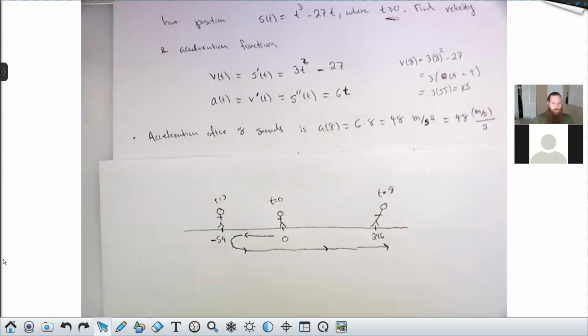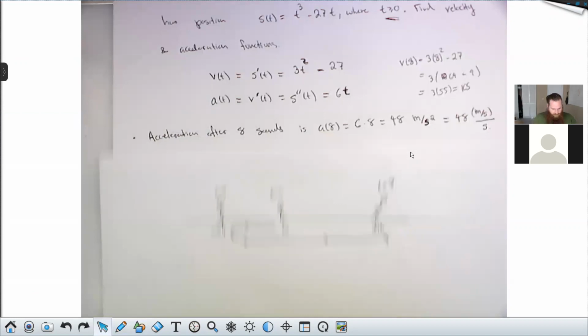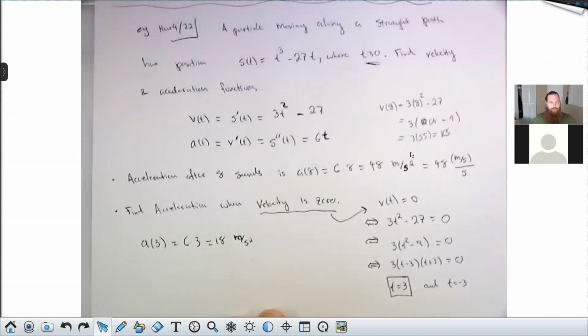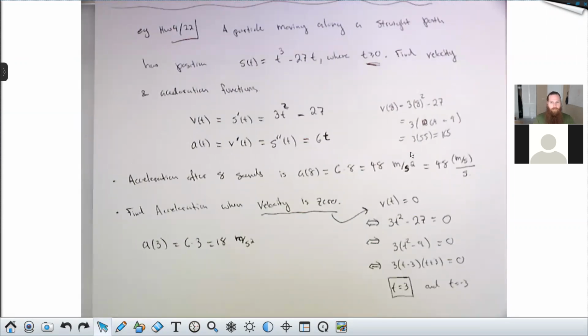So the interplay between position, velocity, and acceleration, they're very important, especially if you're at all interested in physics. That's really the whole game. Classical mechanics, at least. And this is that problem.